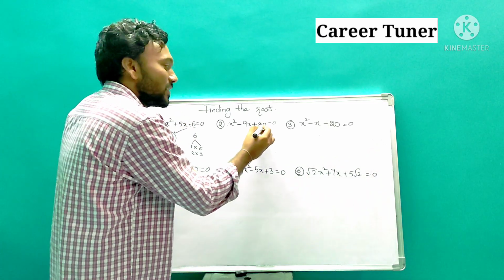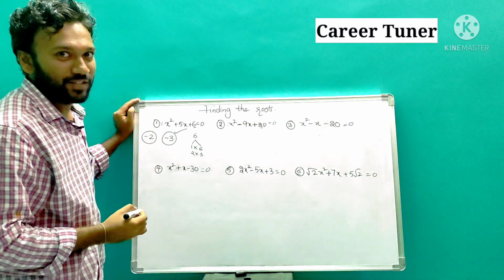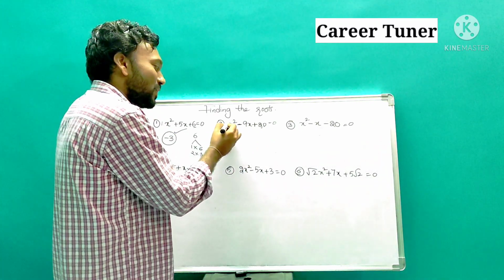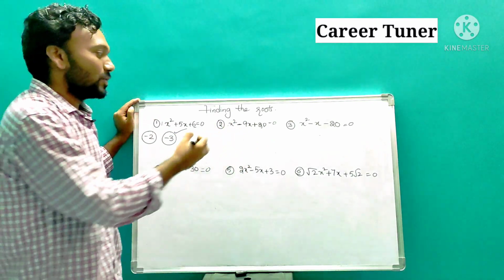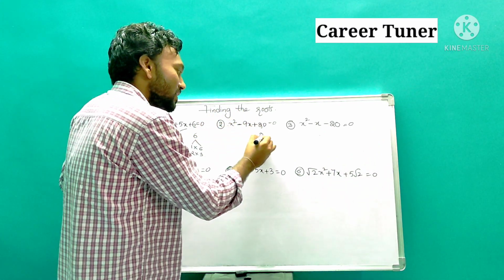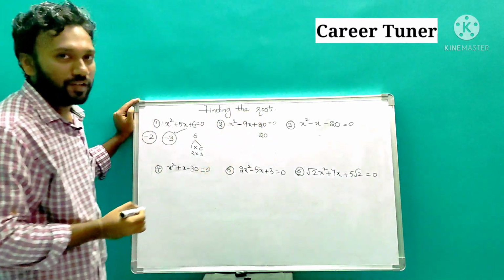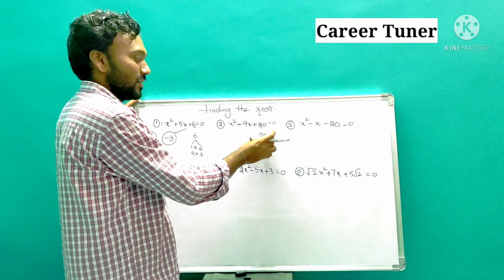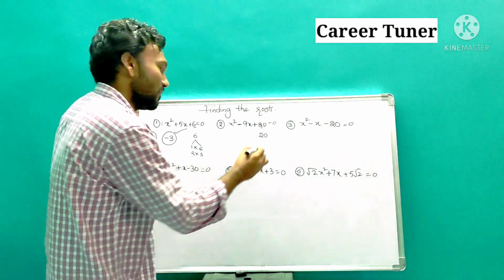Now you see, what is the constant here? Constant is nothing but 20. So here, what is the coefficient? Nothing is there, so we'll place 1. So 1 into 20 is nothing but 20. Now what do we need to do? We need to split it into factors. So let us split it into factors.